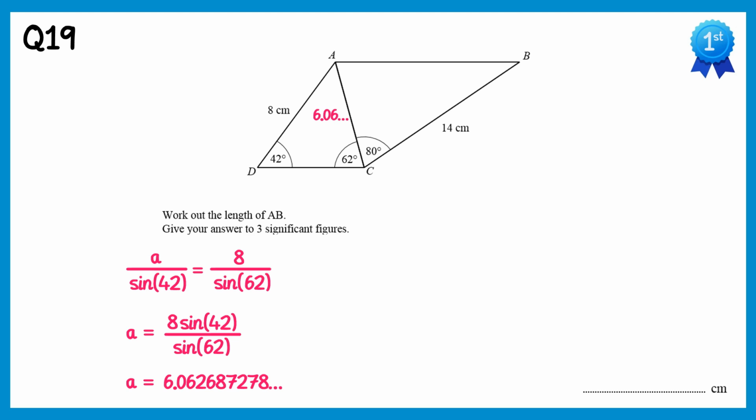Now that we know the connecting side AC, we can focus on the right triangle. If we label the sides as follows, and the corresponding capital letter angles as follows, we can then use the cosine rule to find out A. So the cosine rule is this.